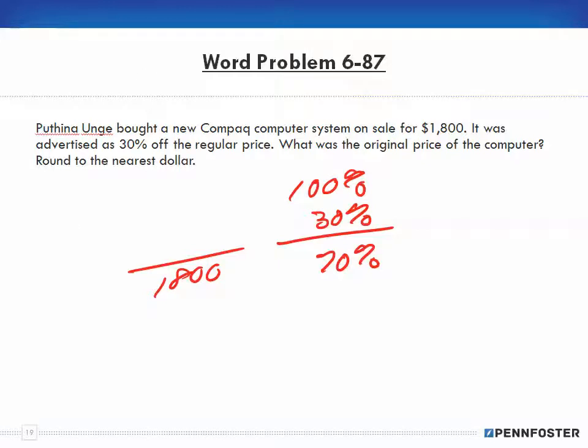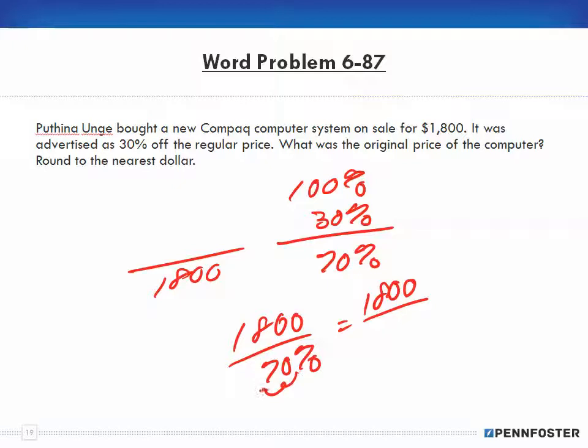purchased for. So in order to figure out what was the original price of the computer, we're going to take the 1,800 and divide it by the 70%, okay, which is 1,800 divided by, move the decimal place, 0.7. 1,800 divided by 0.7, we end up with $2,571.43. Okay. All right.